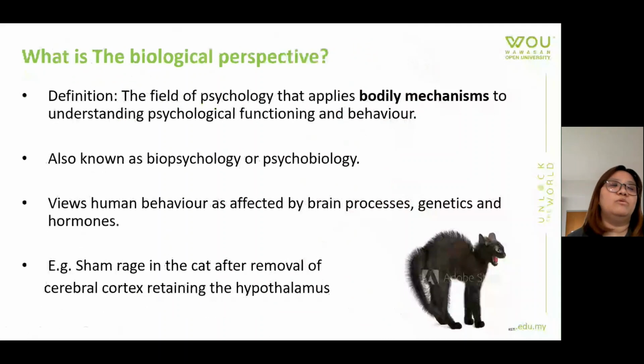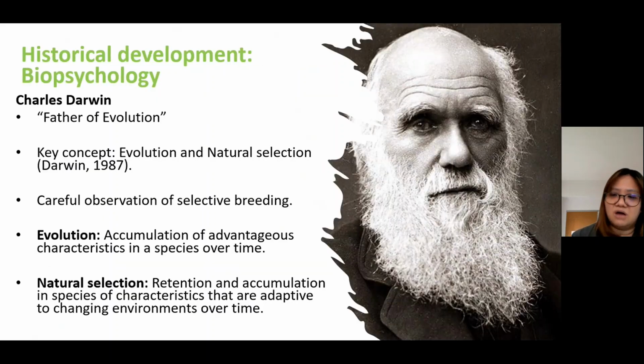When we study the biological perspective, it's also important for us to go through some of the history, where a few notable persons came out with very prominent concepts to explain the biological perspective of psychology. For the very first person, we actually consider him a founder, which is Charles Darwin. Charles Darwin is very well known for his concepts of evolution and natural selection.